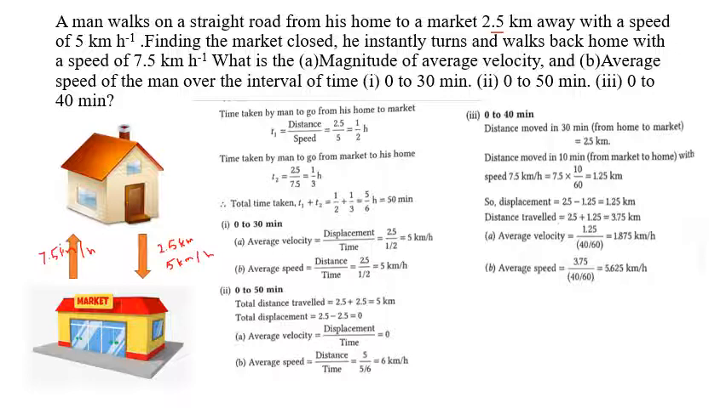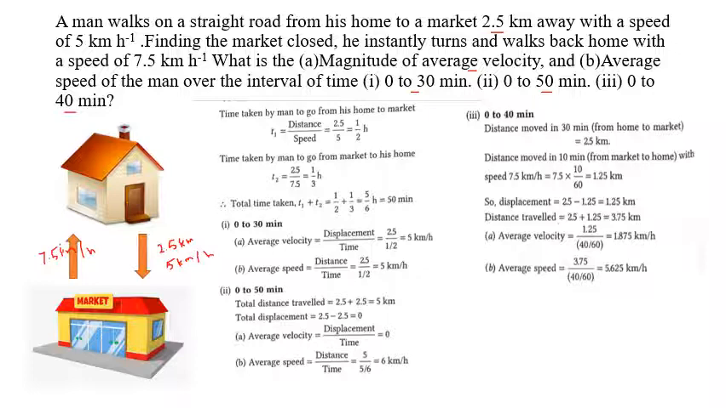What is the magnitude of average velocity and average speed of the man over the interval of time? So they have given many intervals of time. We need to calculate the average speed of the man. So the first subdivision is 0 to 30 minutes, the second is 0 to 50 minutes, and the third is 0 to 40 minutes. We need to calculate the average speed of the man, right? So before that, we'll go.